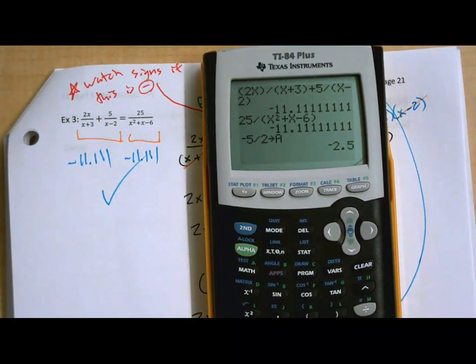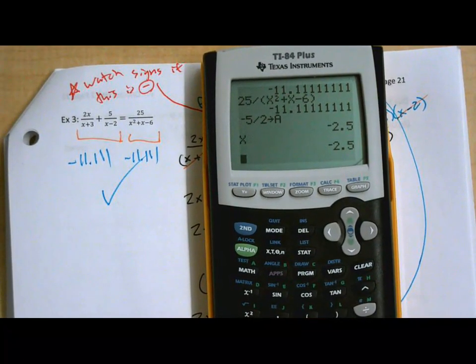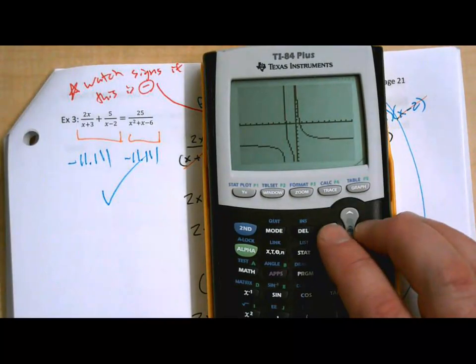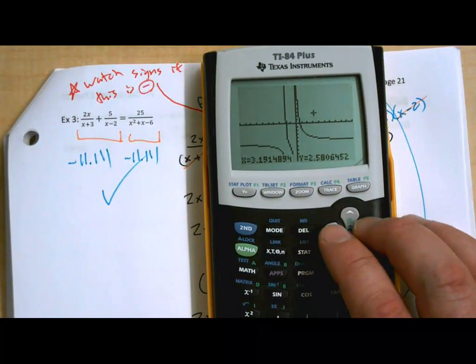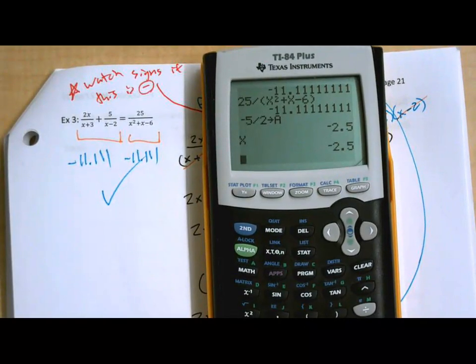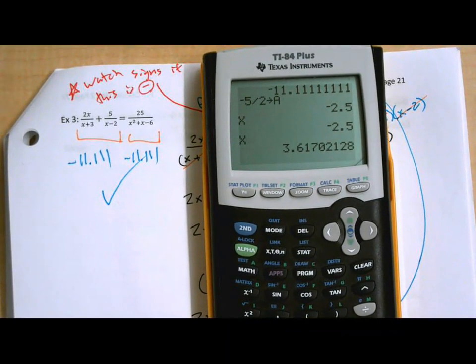Okay, what is stored into X right now? Negative 2.5, right? If I hit X, I get negative 2.5. All right, check this out. I'm going to go to my graph. You don't need to do this, just watch. I'm going to go to my graph, and I'm going to move my cursor around a little bit. And then I'm going to go back to my home screen. What's in X now? What happened? It's not negative 2.5 anymore.